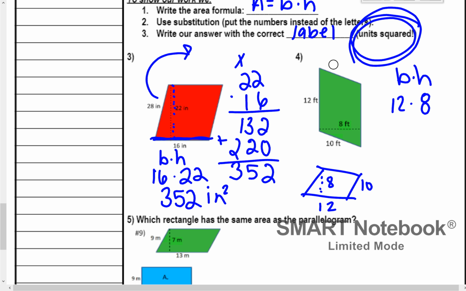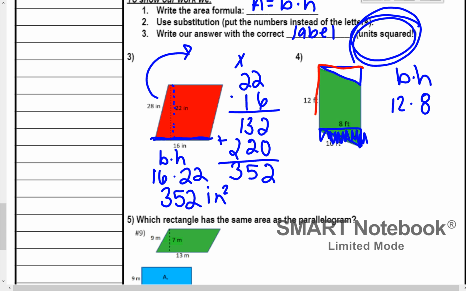Another method you could use, if we're struggling with finding what that base and height is, is cut this triangle off, just like we did in our activity, and replace it over here. So we now don't have this here, and we're finding the area of this rectangle, which we learned in our activity is the exact same area as that parallelogram we started with. Now the dimensions of this rectangle are 12 by 8, so we have to do 12 times 8 to find the area of the parallelogram as well. When we do 12 times 8, we get 96 feet squared.